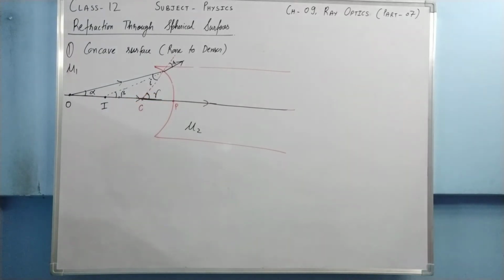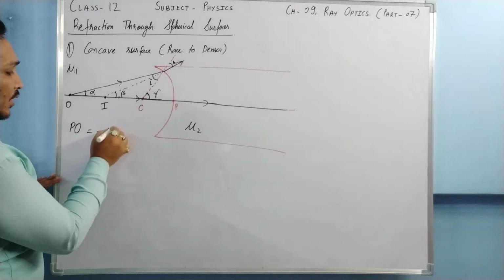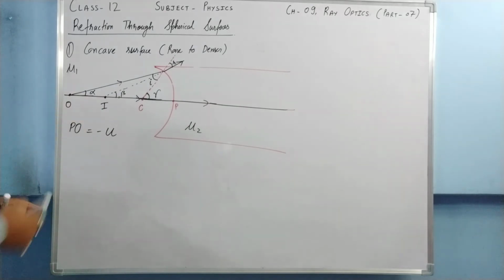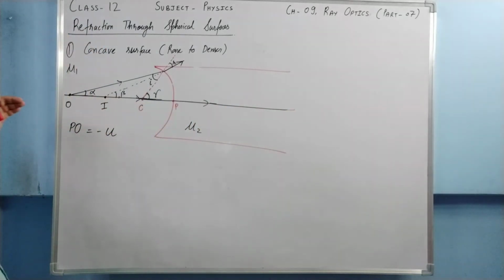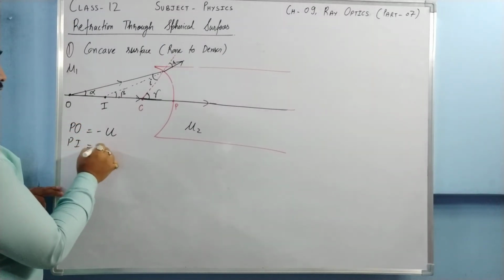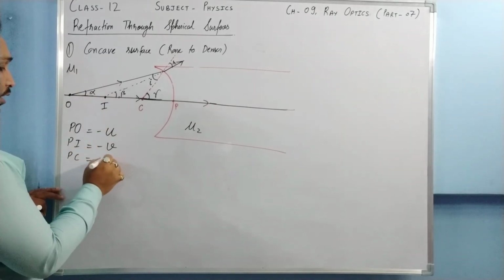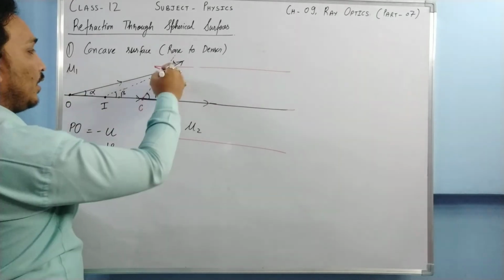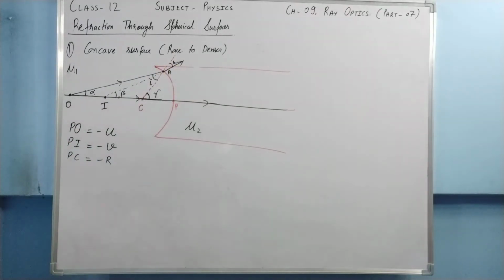Okay. Let me write the distances also. PO is considered to be the object distance, minus u, because it is on this side. The direction of incident light is this way and PO is going this side, so it has to be negative. Image distance PI is also negative because we are moving this side. PC is the radius of curvature, it is also negative, minus R. Let that point be A.